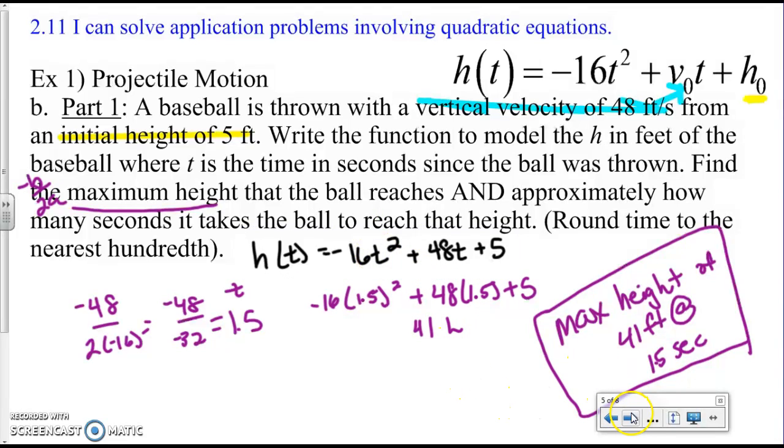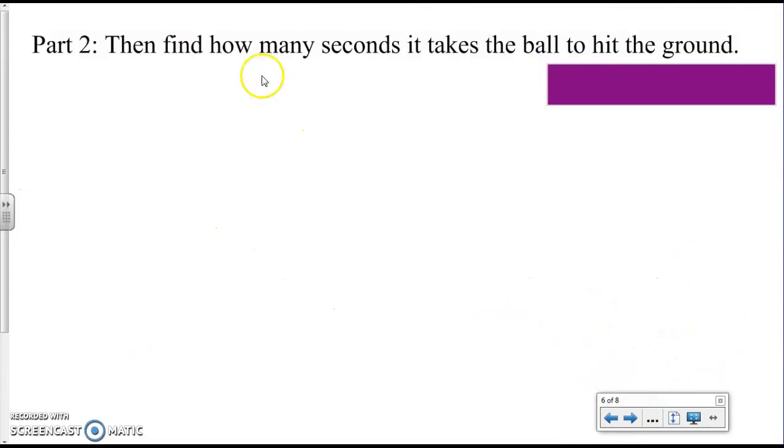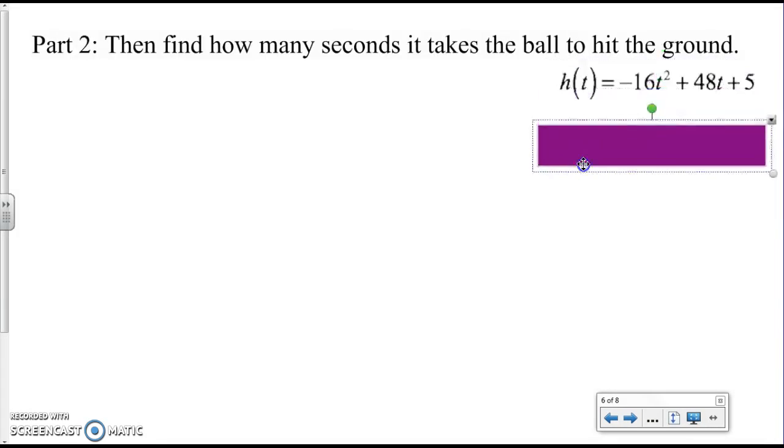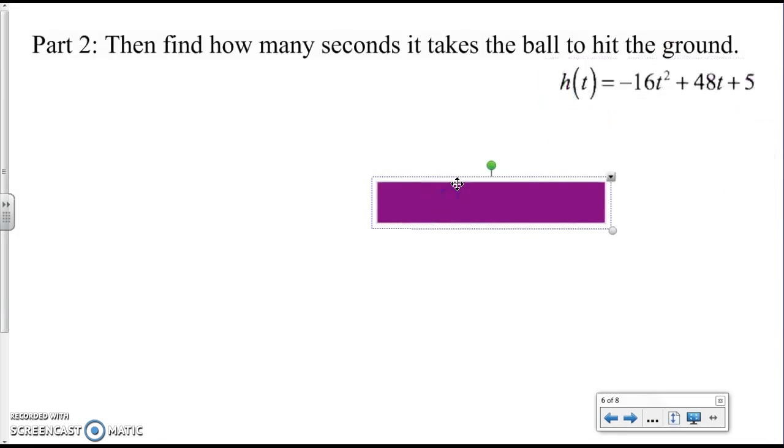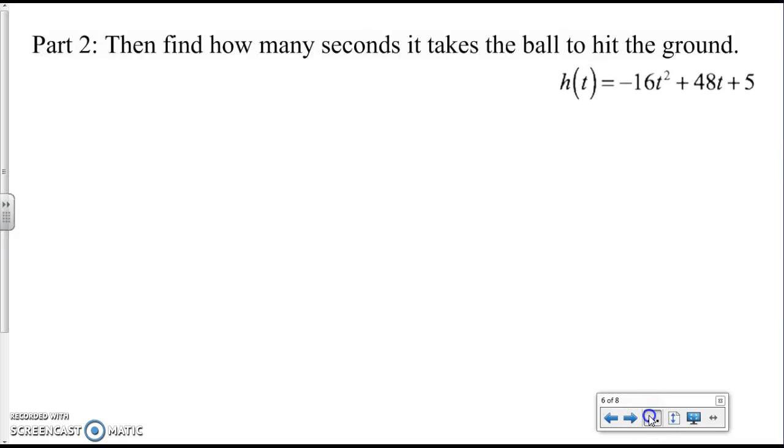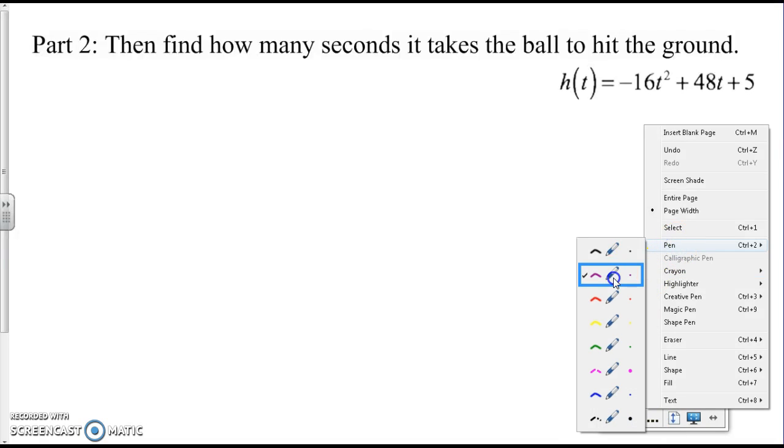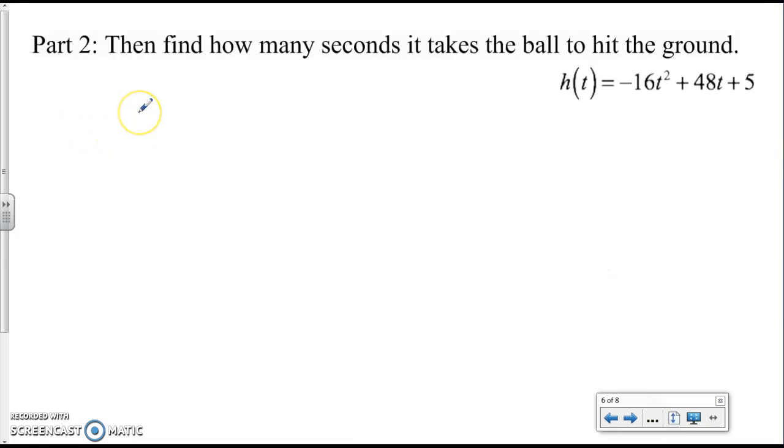The second part of this problem, bottom of the page, asks to find how many seconds it takes the ball to hit the ground. Okay, there's our equation that we wrote on the previous slide. So to figure out how long it takes before it hits the ground, we're going to set that equal to 0. And I don't care if you put the 0 first or second. A lot of you prefer that's on the right side, so let's go ahead and do that.